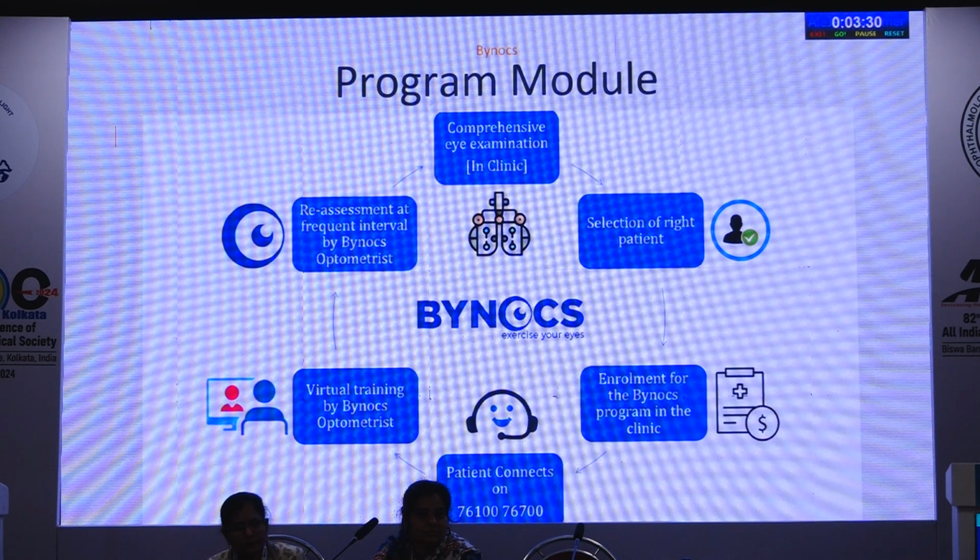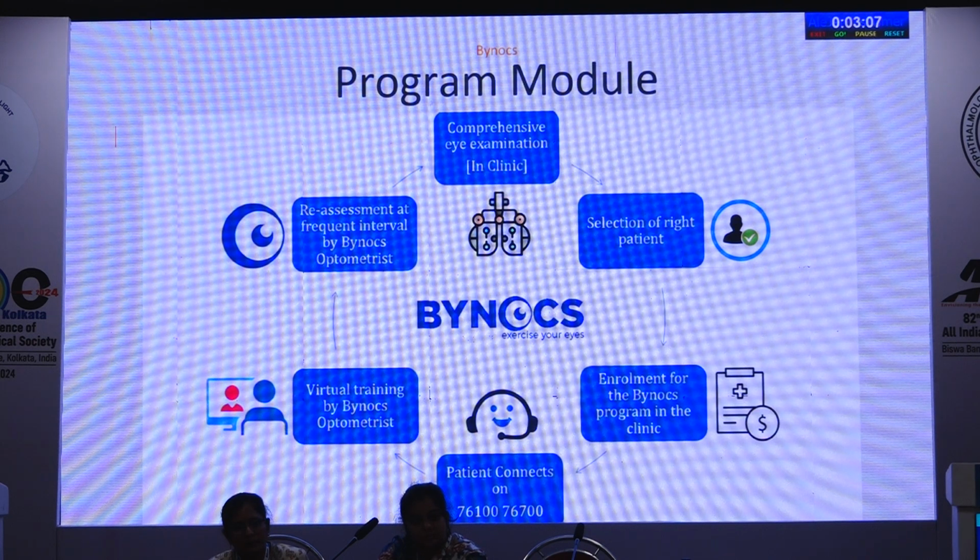The comprehensive eye examination in the clinic, followed by selection of the right patients, is extremely important. With the right patients, you rule out the presence of manifest strabismus, you rule out suppression, you rule out microtropias, and in the presence of strabismus it will not work. You have to align the eyes before you go into therapy.